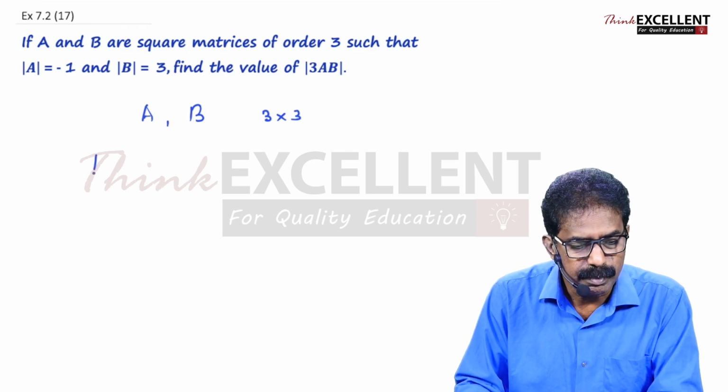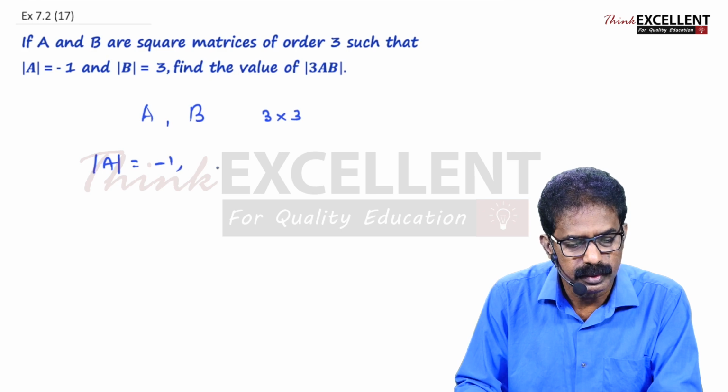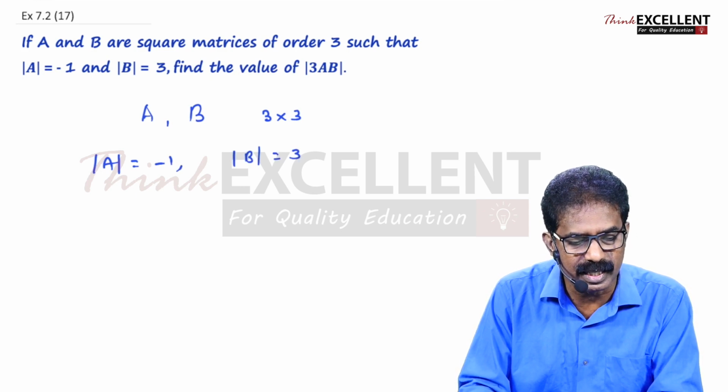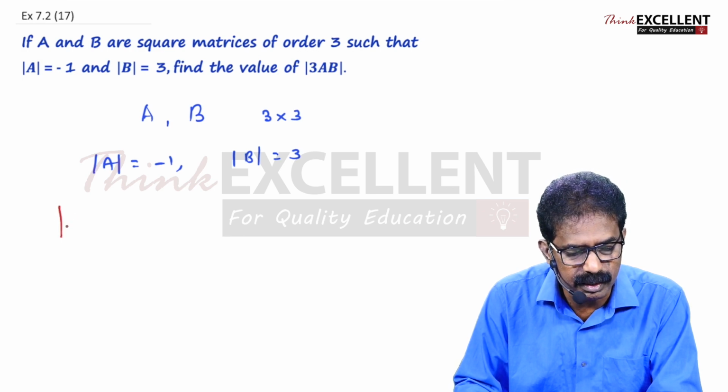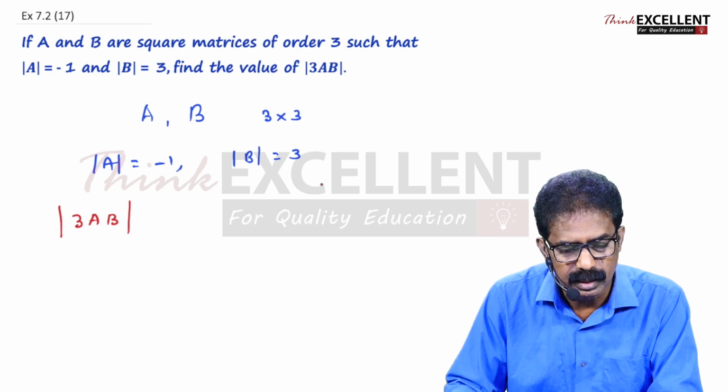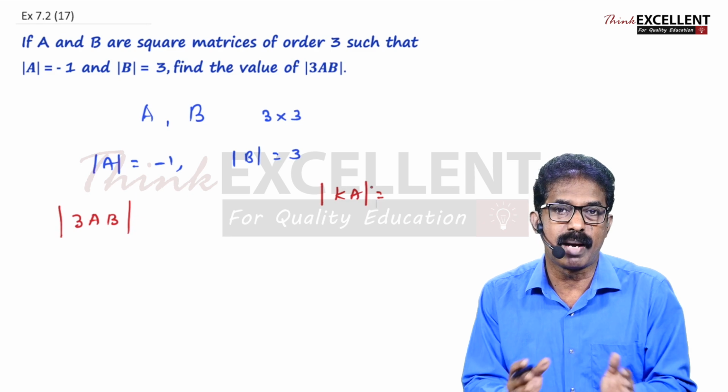Such that determinant A is minus 1. Determinant B is 3. Find the value of, listen very carefully, the determinant of 3AB. Please listen here. Determinant of KA. I already said the difference between matrix and determinant.